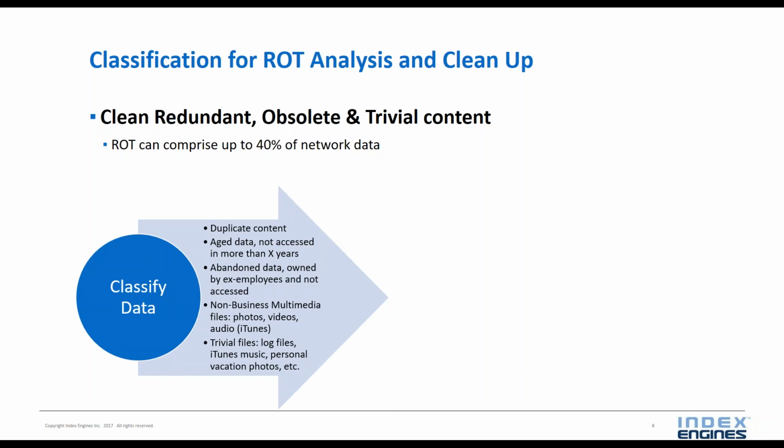So by using the classification capabilities that I mentioned earlier, you can go specifically focused on ROT and look for duplicate content. One of the capabilities of Index Engines is the ability to do metadata level indexing, but also look at duplicates. You can look at duplicates by looking at the same file path, same last modification time and owner, or we have the ability to create a document signature using an MD5 algorithm to really verify that it is exact duplicate content.